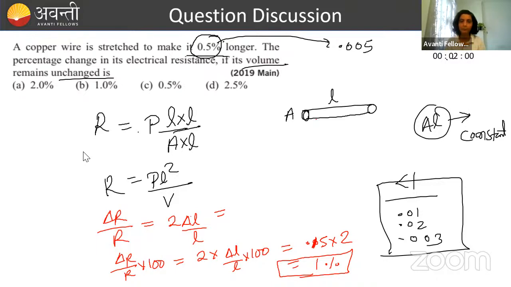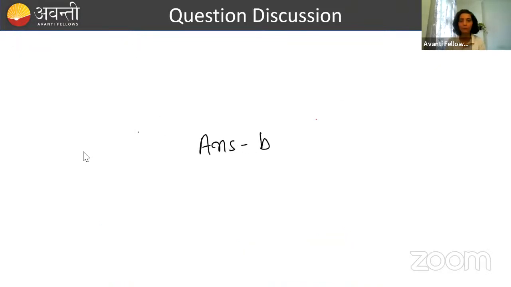JNB, Yavatmal, Nanded, and who answered it correctly? Only 2 correct answers I got, you know. So rest people, have you all understood? Any doubt? चलो तुम लोग बोलते कम हो. Anyway, answer is B. Okay.